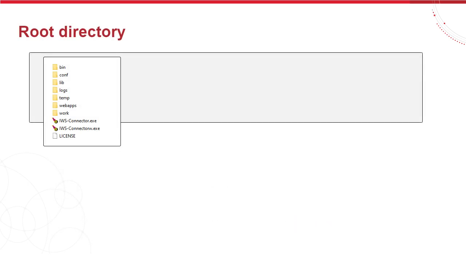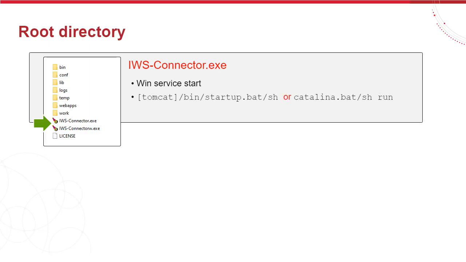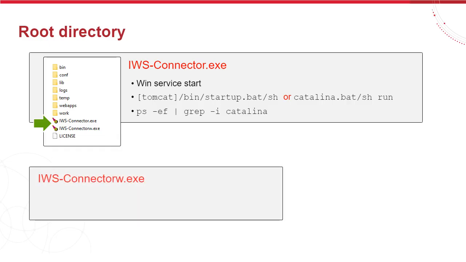In the root directory, we find 2 files that are Windows-specific. IWS connector exe starts the service. It doesn't do anything more than execute startup or Catalina run, but you can place it on your desktop. To check that Tomcat is running, look for the Catalina process. IWS connector W exe contains the Tomcat properties.